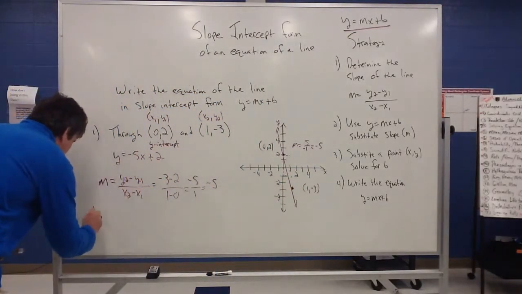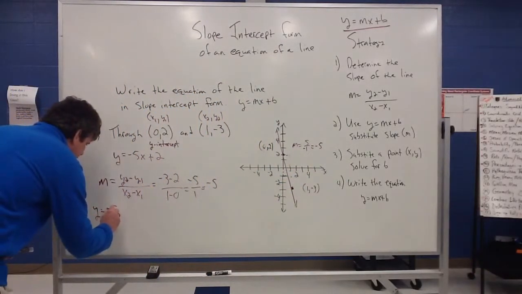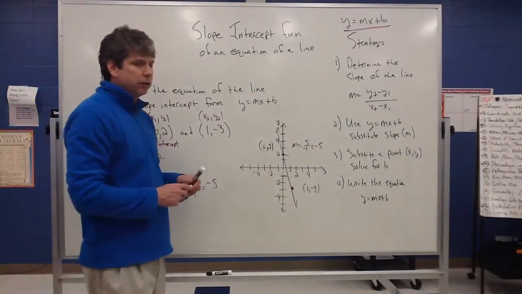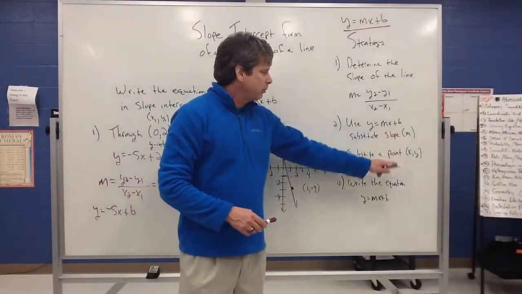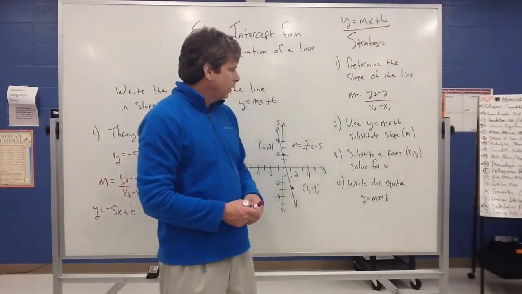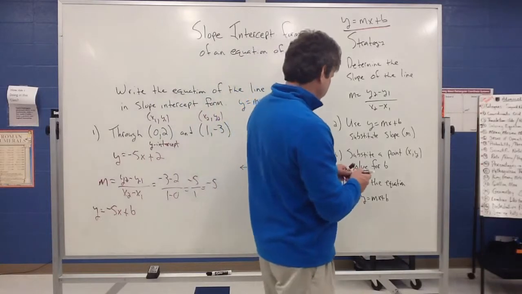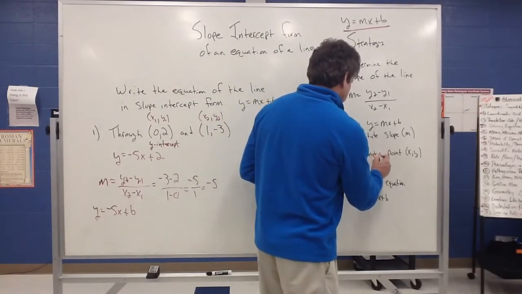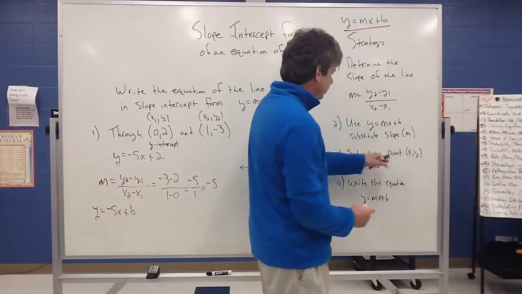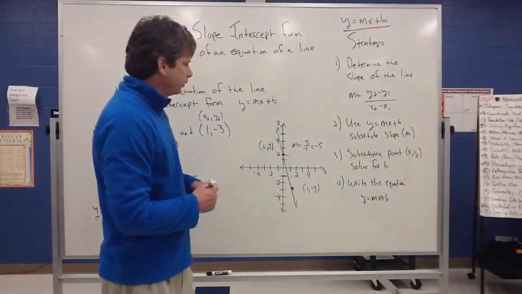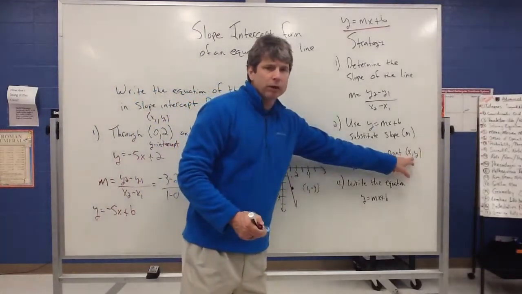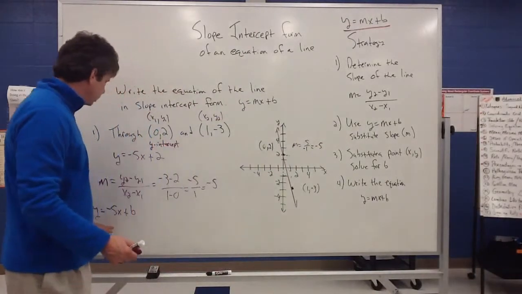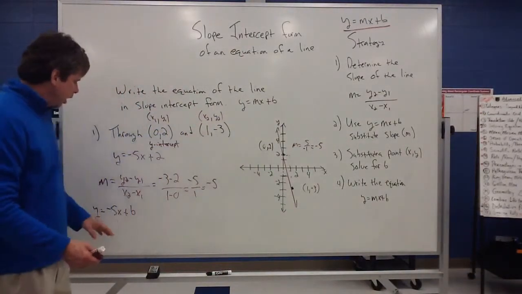So what I pick up on is we have y equals negative 5x plus b. Now again, to be in slope-intercept form, not only do I have to find my m, but I also have to find my b. So what we want to do is substitute a point for x and y. Remember, a point is defined by the x value and the y value. I want to substitute a point into my equation. So I'm going to pick one of these points, and I'm going to solve for b.